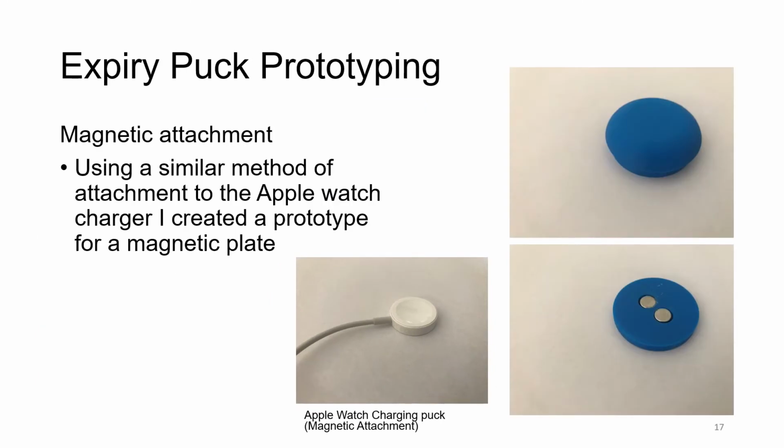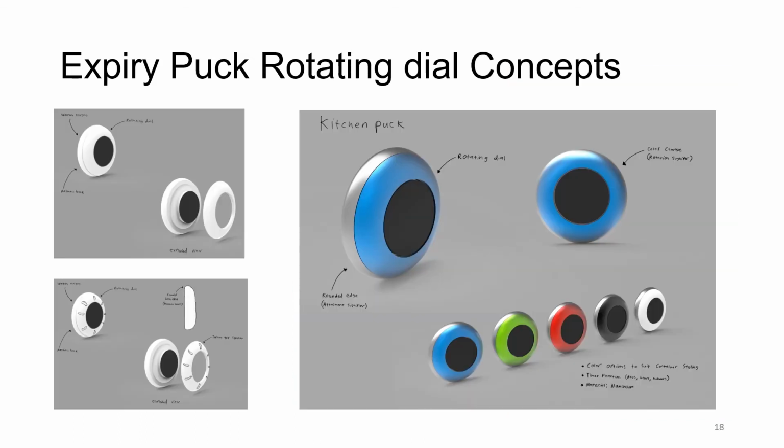Here I've done some prototyping on attaching the puck to a container. I decided that using magnets would be the best idea because it's easy and simple, and it's similar to the system that an Apple Watch uses to attach it to a charging stand. Here I've got some concepts for the rotating bezel.